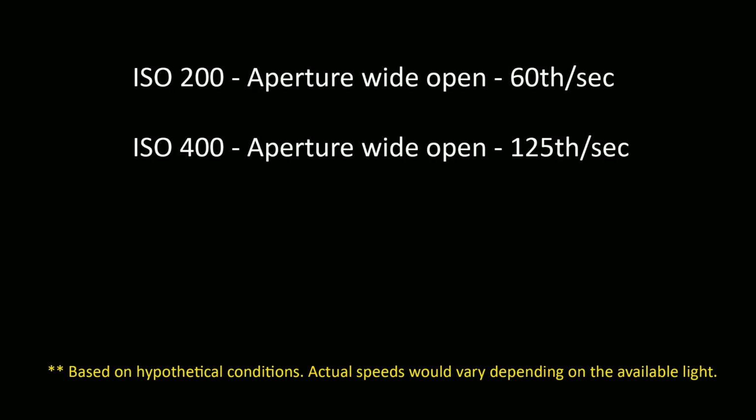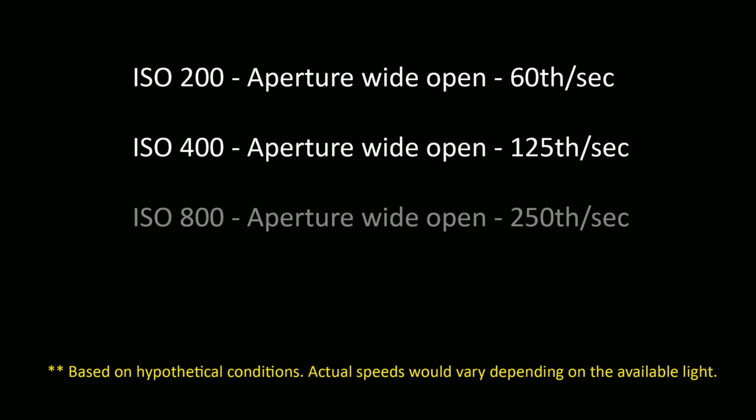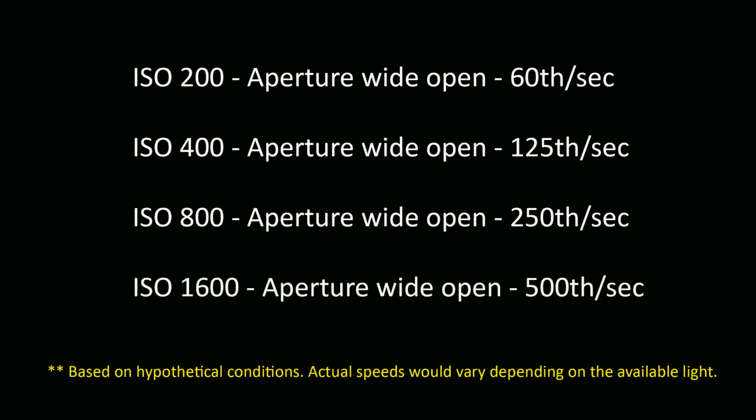When you set a higher ISO, the camera doesn't need as much light to expose a photo, so you can shoot at faster shutter speeds. If I double the ISO to 400, now the camera only needs half as much light for a correct exposure. And if it only needs half as much light, I can use a shutter speed that's twice as fast, 125th of a second. If I put the ISO up to 800, I can now shoot at a 250th of a second. And if I put it up to 1600 ISO, I can now shoot at a 500th of a second. Now I have a much better chance of shooting a decent action photo.